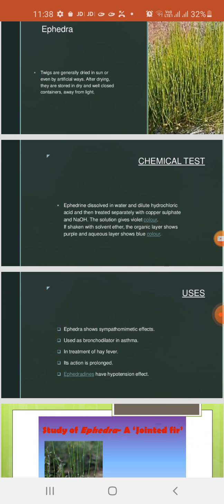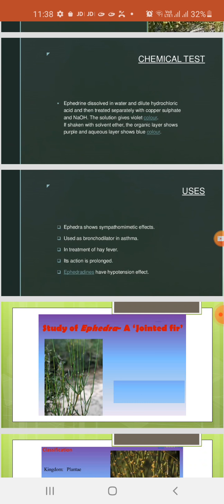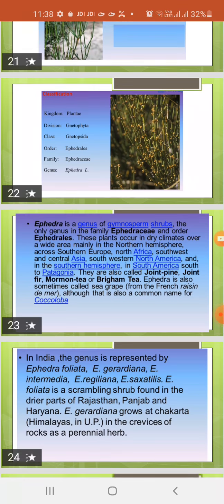Ephedra shows a sympathomimetic effect and is used as a bronchodilator. It is used for hay fever. Its action is prolonged, and ephedrine has a hypertensive effect.